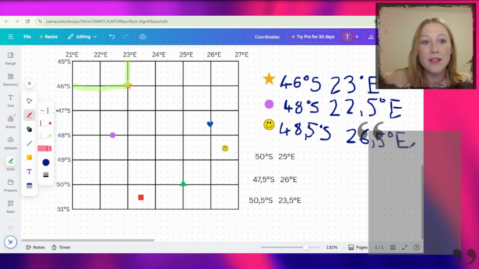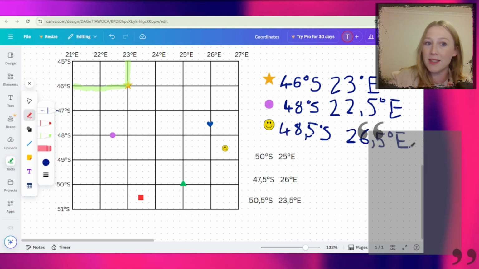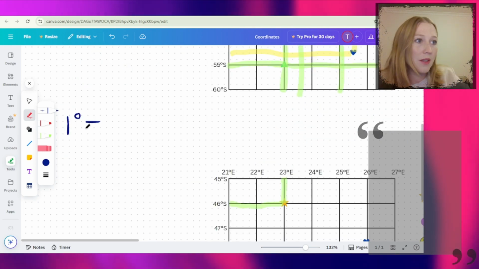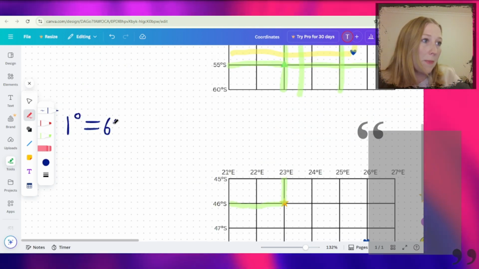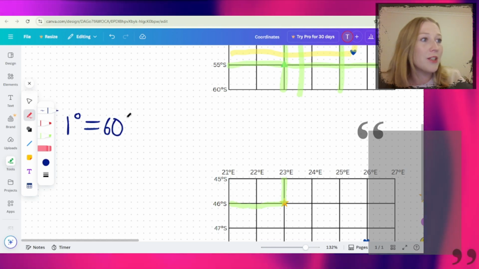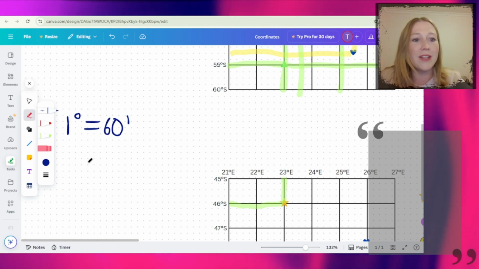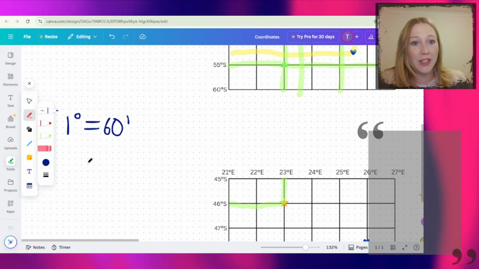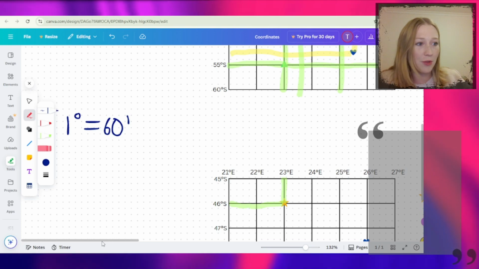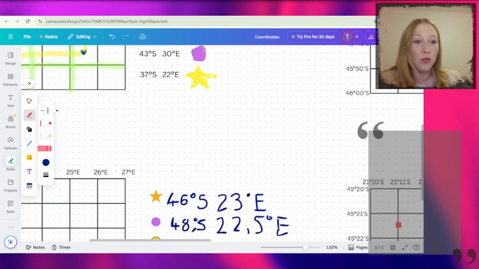1 degree is equal to 60 minutes. Now, a minute is written with this little apostrophe. What do you think is then a half a degree? Because we've been working with all of these half degrees, which I told you actually isn't right.